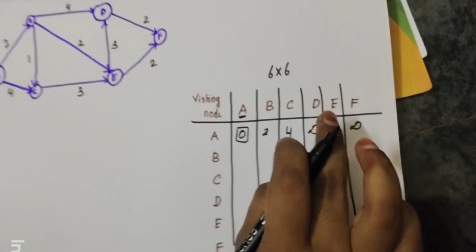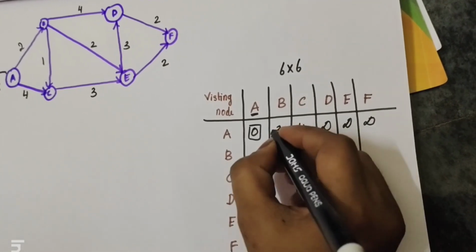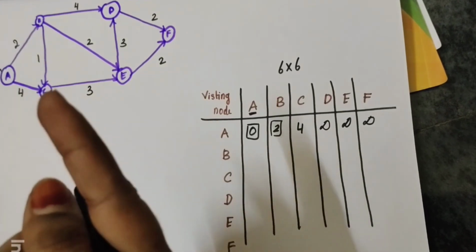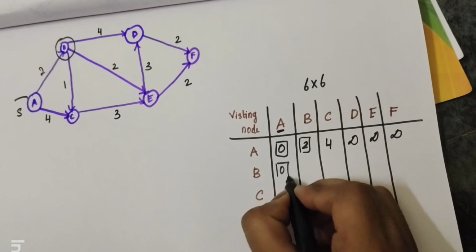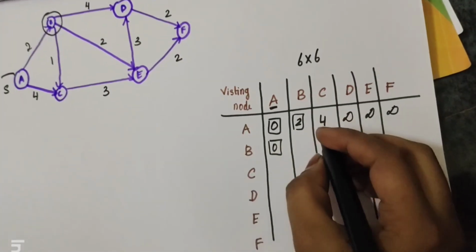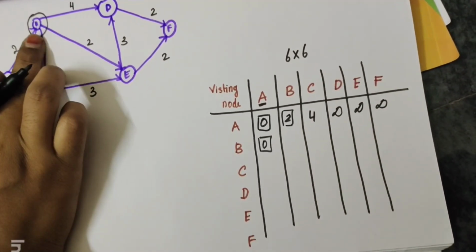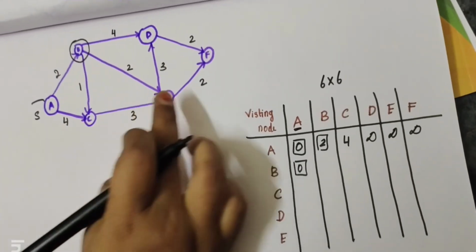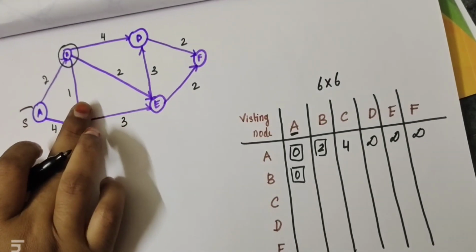Now from this we have to consider the minimum value. So 2 is the minimum value. So now the next node that is going to be visited is B. We'll take A as such, and B we have to see. So now the next vertex is B. The adjacent vertices of B are C, E and D. A is already visited, so we will not consider it.